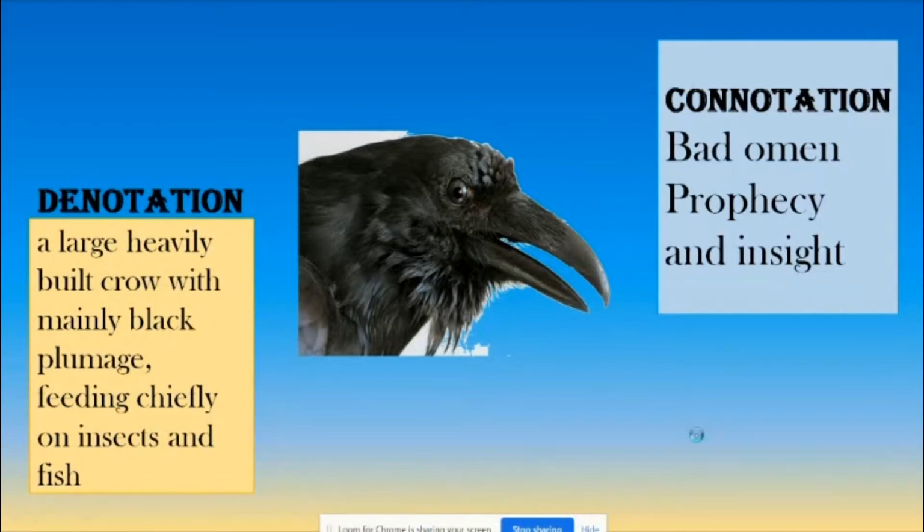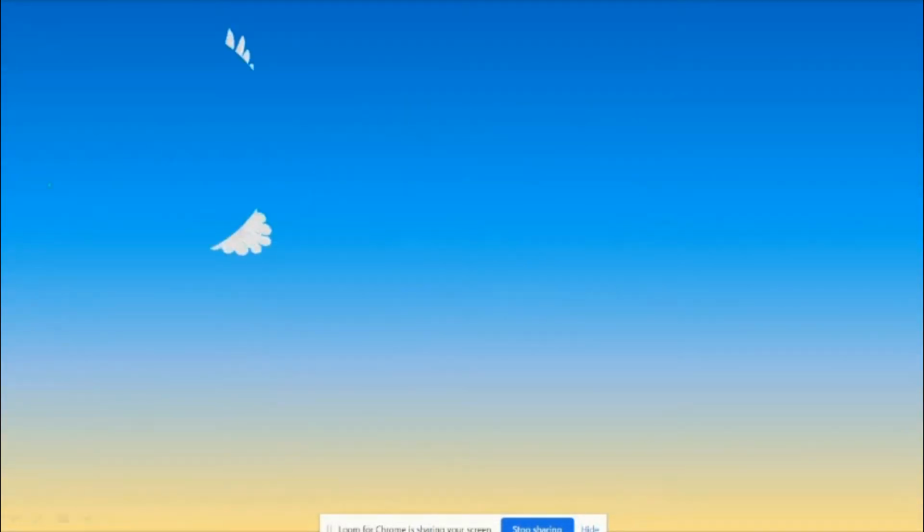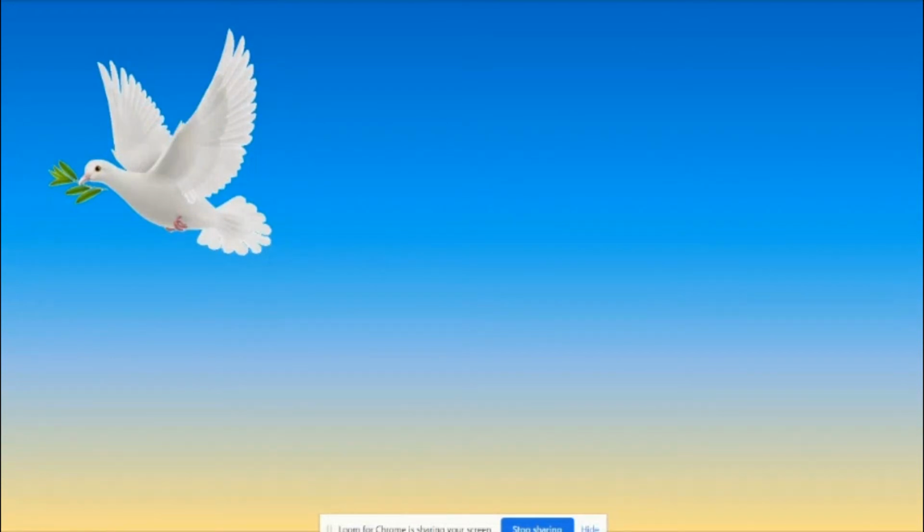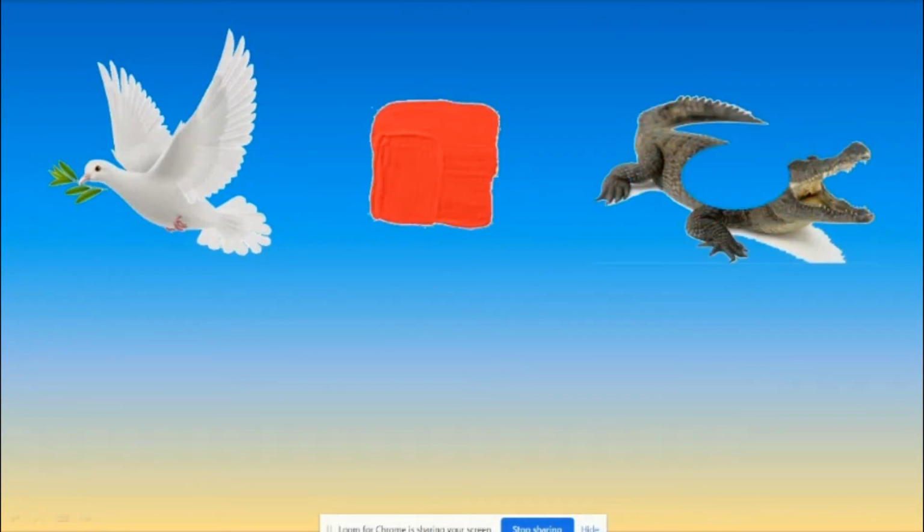Let's take a look at other examples. For example, a dove. Its denotation: a dove is an animal, normally white or gray in color. The connotation is a dove means peace. Another is the color red. Red as a denotation is one of the primary colors. As a connotation, red can mean passion or anger or even love.